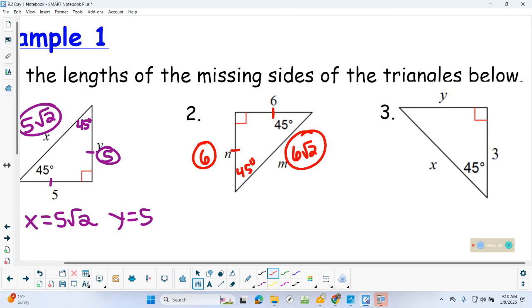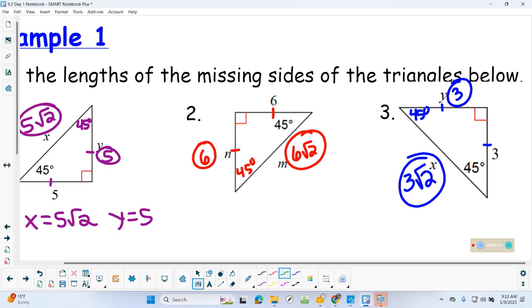You scroll it over. Same thing, 45, 45, 90. Two congruent angles, two congruent sides. So I know this is 3. No work needed. What's your hypotenuse? 3 square roots of 2. Done. Love it. I could do this all day, right? All day. Now, you know how it goes.